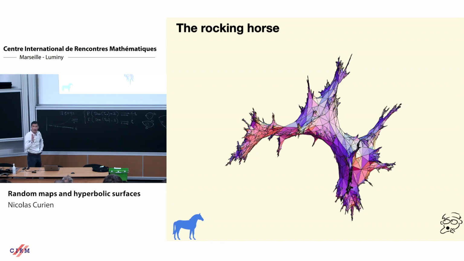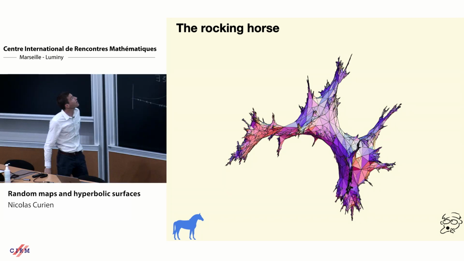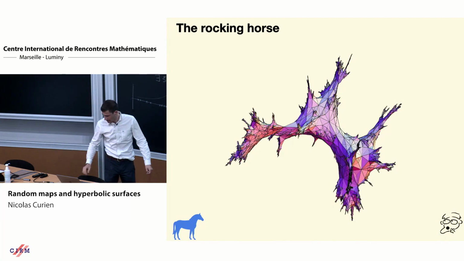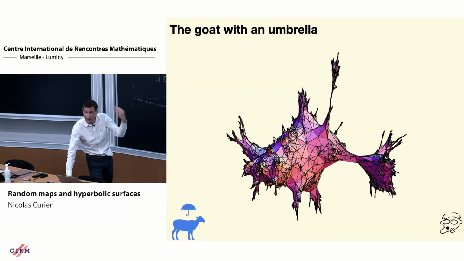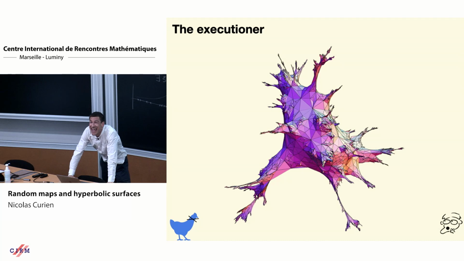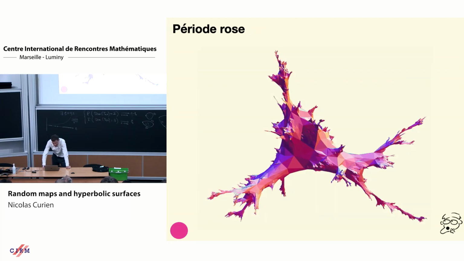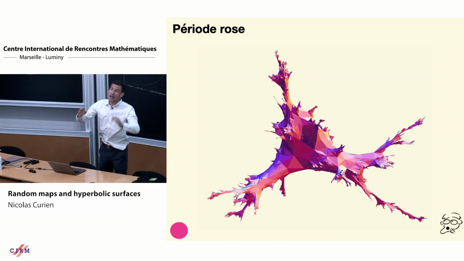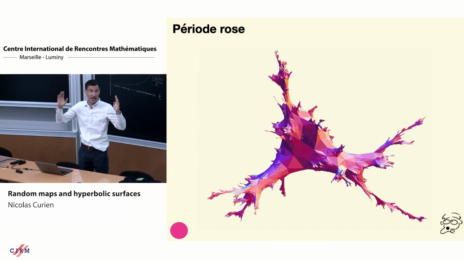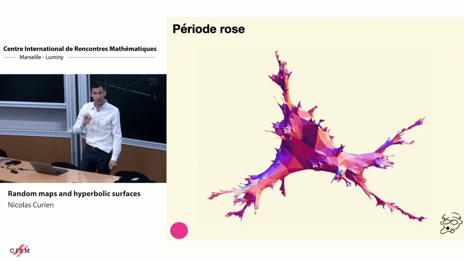Okay, so in 3 dimensions, this is not an isometric embedding, but it is as close as possible to being an isometric embedding. So what you see is a good flavor of what the geometry really is. So this is the rocking horse. This one is another simulation. So you see that the geometry is really random. And that's the goat with an umbrella. You can see the umbrella, I guess. The mask of the executioner, also called the beheaded chicken. Period blue and period pink. So these are simulations. So you see that the geometry at large scale is really varying as you simulate.